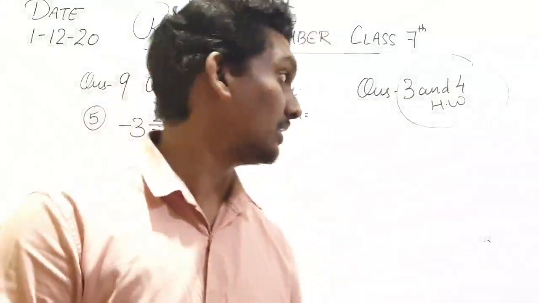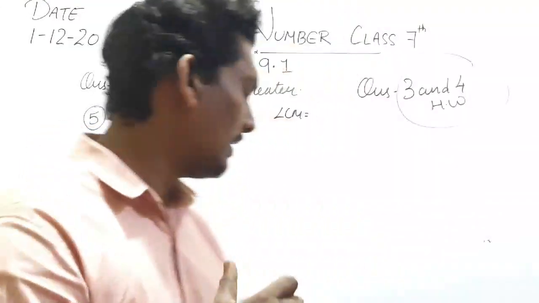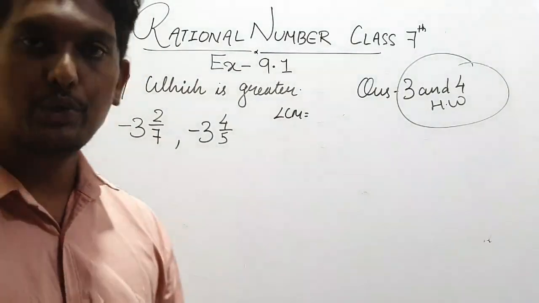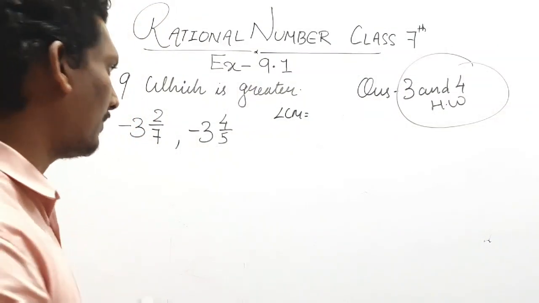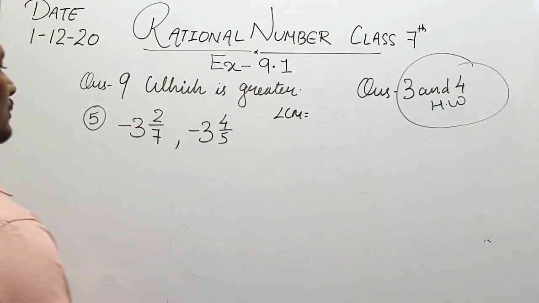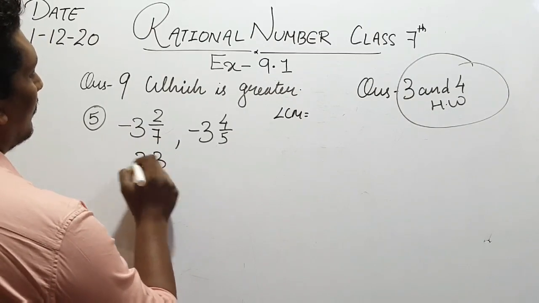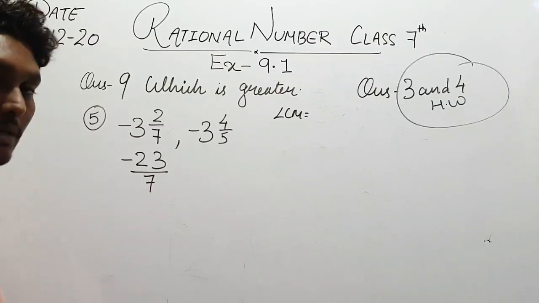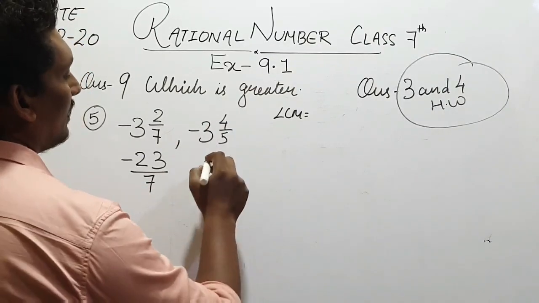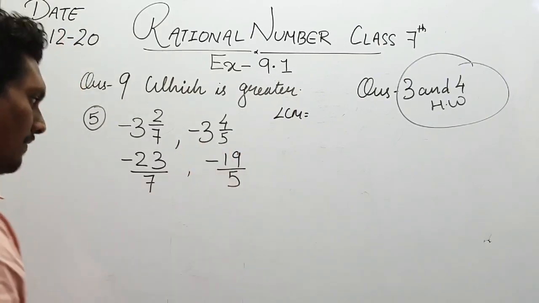Now the next questions, 3 and 4, are homework for you. Now come to question number 5. It's a mixed number. First we convert it into an improper fraction, then we solve it. So 7 threes are 21, 21 plus 2 is 23, so minus 23 by 7. And 5 threes are 15, 16, 17, 18, 19. So the next one is minus 19 upon 5.